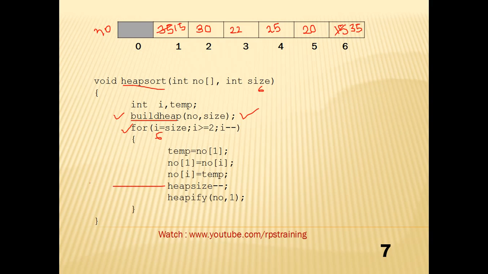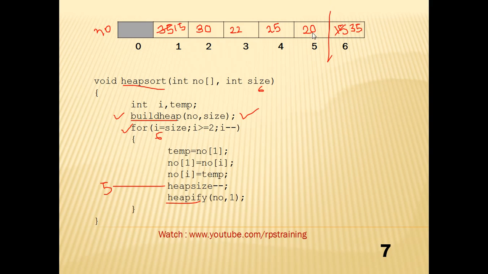Heap size will be decreased by 1, so heap size will be 5 and it will leave this item, and again it will call heapify on no and 1, from the first position. Again the heapify algorithm will work, and all items will be adjusted to make a max heap. After heapifying, control will come back, and with i minus minus, i will be 5.